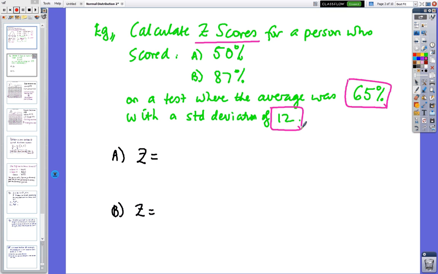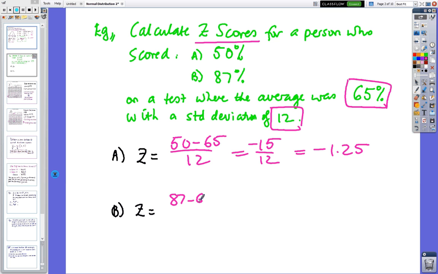Okay, so we're back. So the first one is 50 minus 65 over 12, which is minus 15 over 12, not positive 15. So it's minus 1.25 to 2 decimal places. Next one is above average, so it's 87 minus 65 over 12, which is 22 over 12. On my calculator, 22 divided by 12 is 1.83 to 2 decimal places. So we're just doing Z-scores, that's how you calculate them. Don't forget to press equals before dividing.